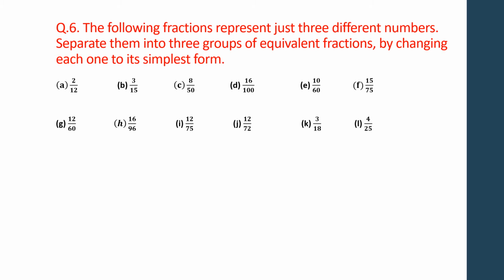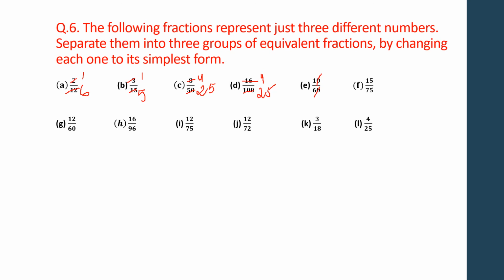2 and 12 both are divisible by 2. 2 1s are 2, 2 6s are 12. Quick. 3 1s are 3, 3 5s are 15. Now 8 and 50, what are we getting? 2 4s are 8 and 2 multiplied by 25 gives us 50. Now 16 by 100. 4 4s are 16 and 4 25s are 100. 10 by 60. 0 0 cancel out.